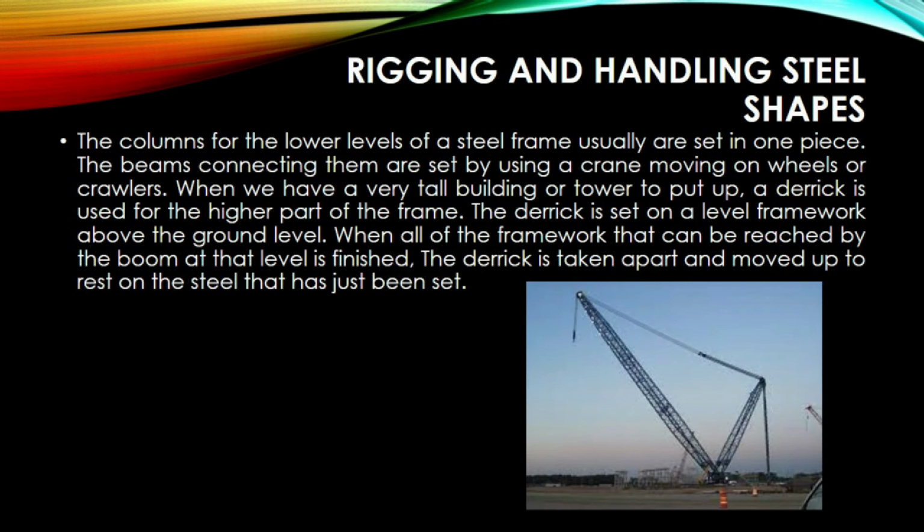Rigging and handling steel shapes. The columns for the lower levels of a steel frame usually are set in one piece. The beams connecting them are set by using a crane moving on wheels or crawlers. When we have a very tall building or tower to put up, a derrick is used for the higher part of the frame. The derrick is set on a level framework above the ground level. When all the framework that can be reached by the boom at that level is finished, the derrick is taken apart and moved up to rest on the steel that has been set.